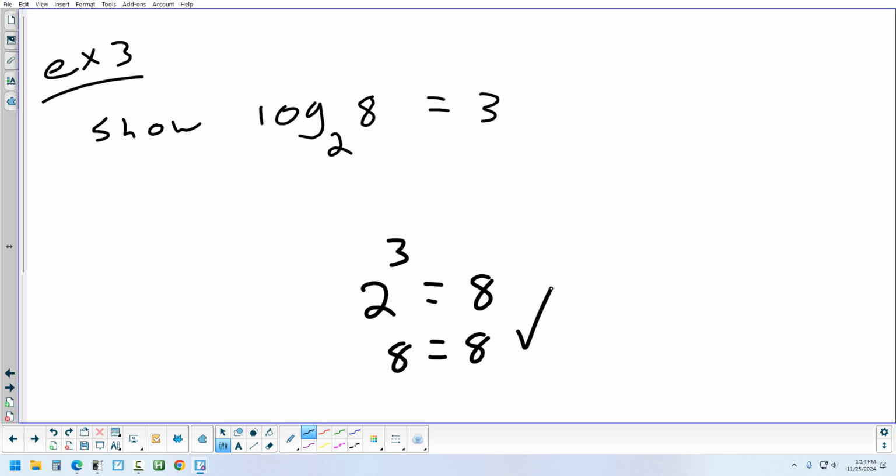Any question on changing that to exponential form? Now, if it said log base 2 of 8 equals 9, that would be wrong, because when you get down to this step, we'd have 8 equals 9. That's not true.